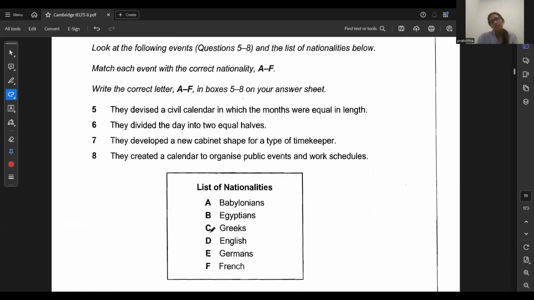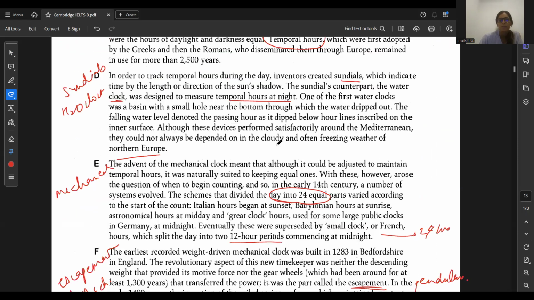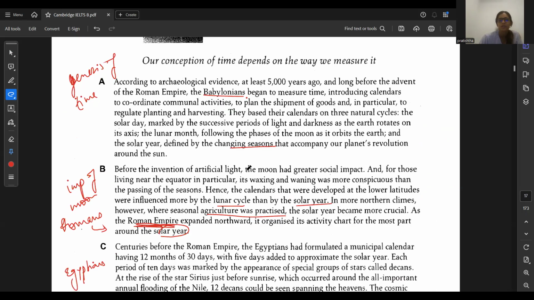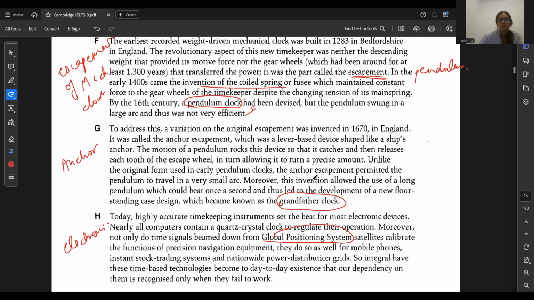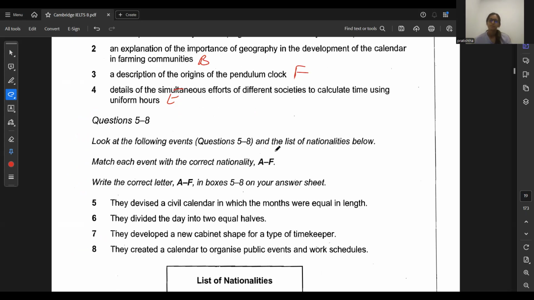So now we have to talk about the nationalities, who did what, right? So if you look at it, they devised a civil calendar in which months were equal in length. I think it was the Egyptians, if I remember right. Let's just go back and take a look here. So we had 12 months, and that's pretty much it. They were equal, a formal and municipal calendar, right? Yeah, so months were equal in length, 30-day months. So it was the Egyptians, right? So Egyptians are number B.